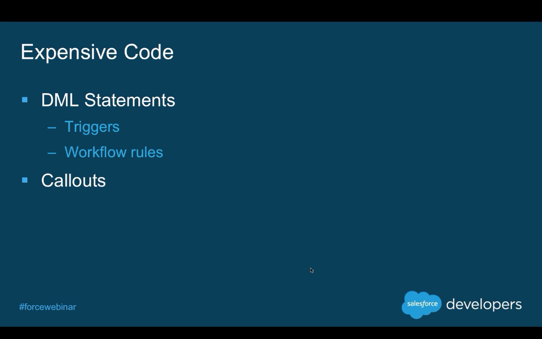So for example, a DML statement. Whenever you call a DML statement, it will go away and fire the related trigger if there is one. It will call the related workflow rules. So if your trigger then goes away and updates another 10, 20, 30 records, which is not uncommon in some situations.